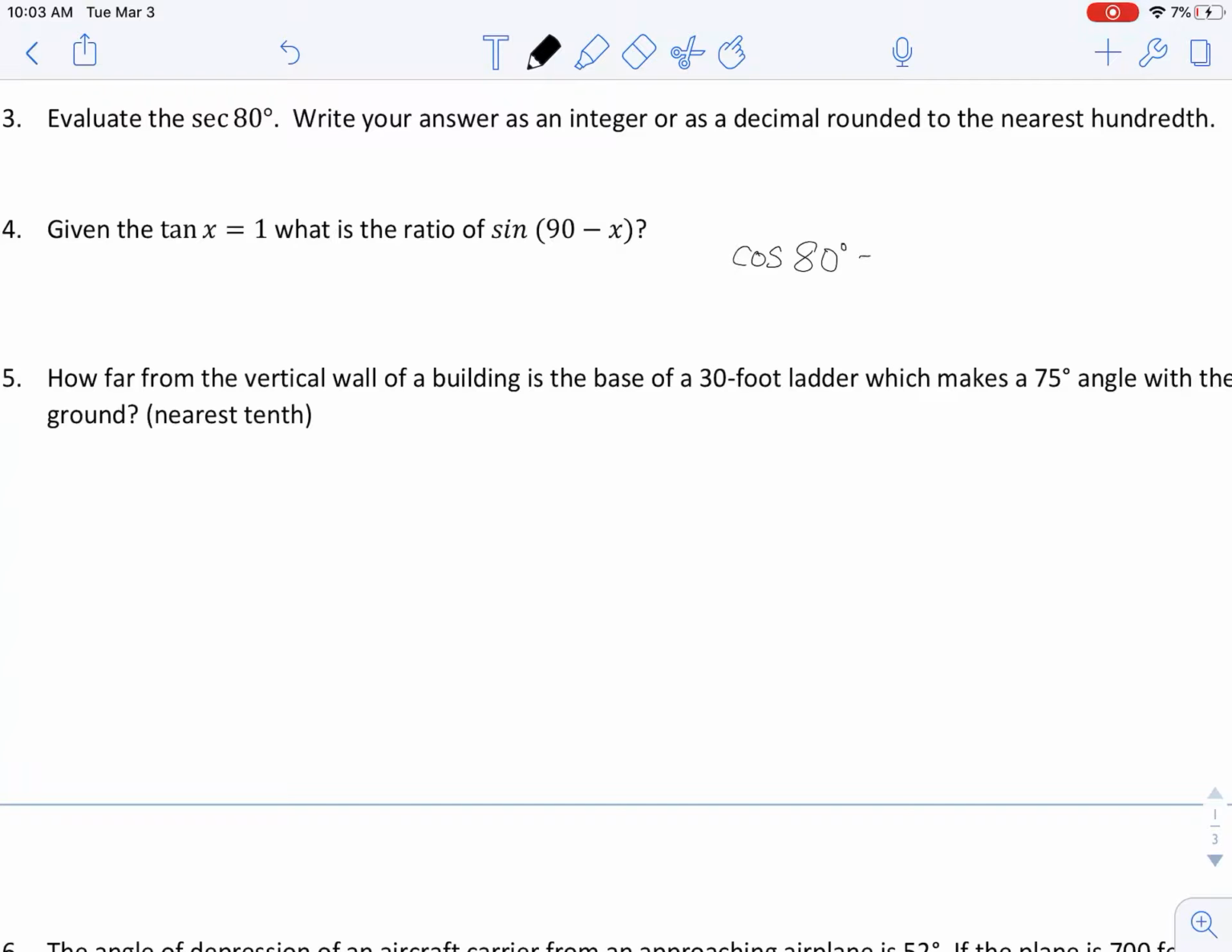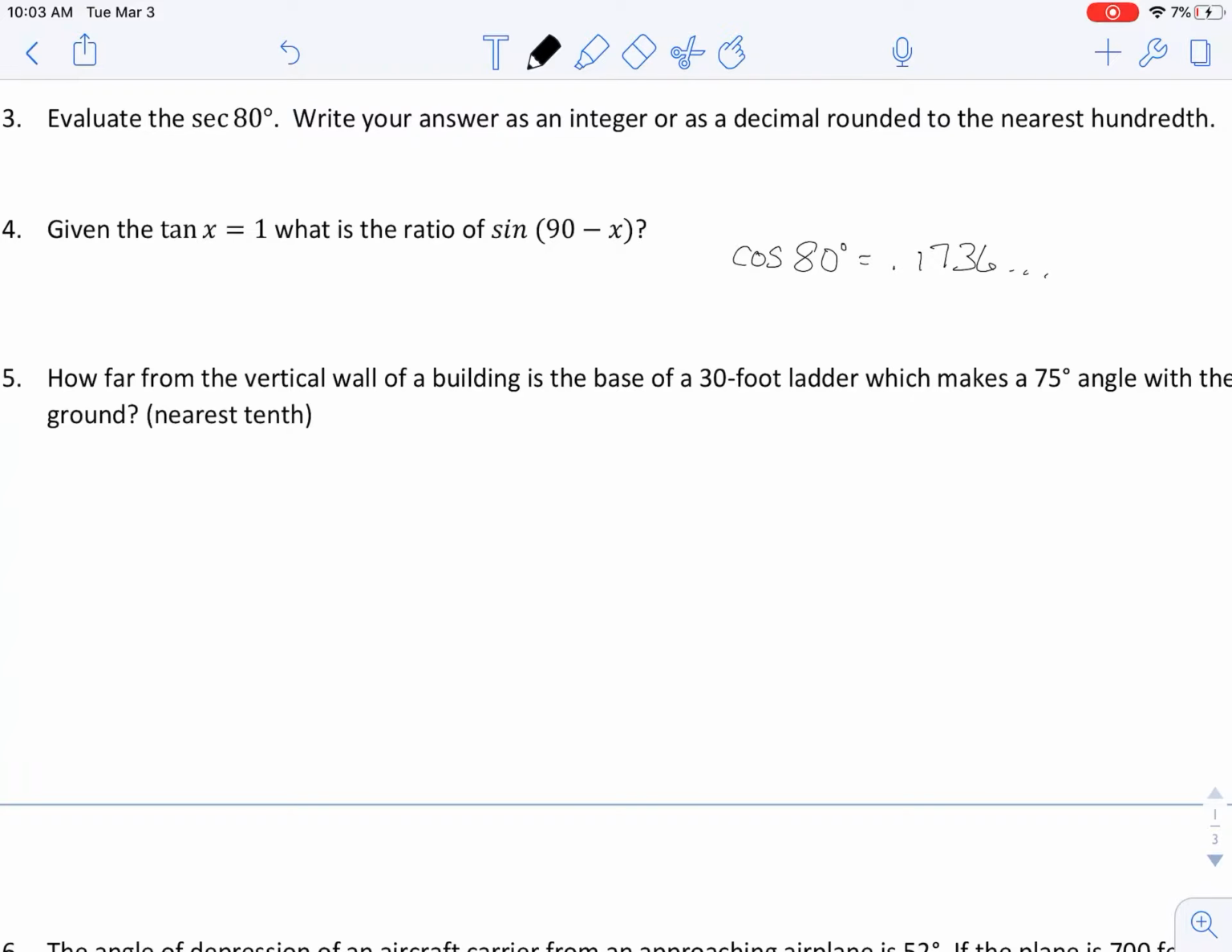However, when you put cosine of 80 in your calculator, you're going to get a horrible looking decimal. Specifically, this one turns out to be like 0.1736, blah, blah, blah. And first of all, you can't just round if you're not done with the problem. And also, I don't want cosine of 80. I want the reciprocal. And it's hard to take the reciprocal of a decimal.